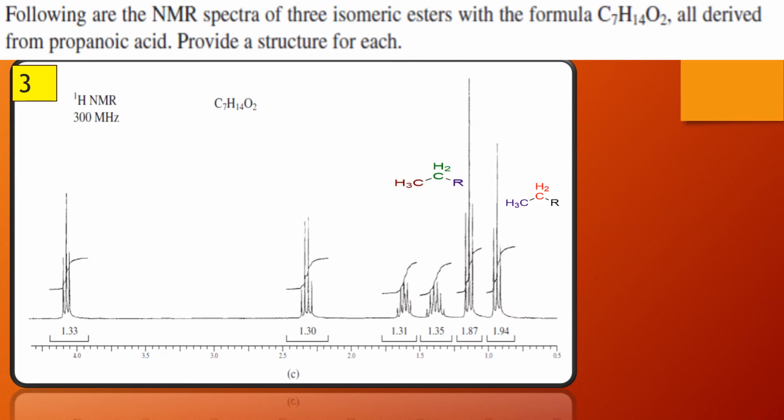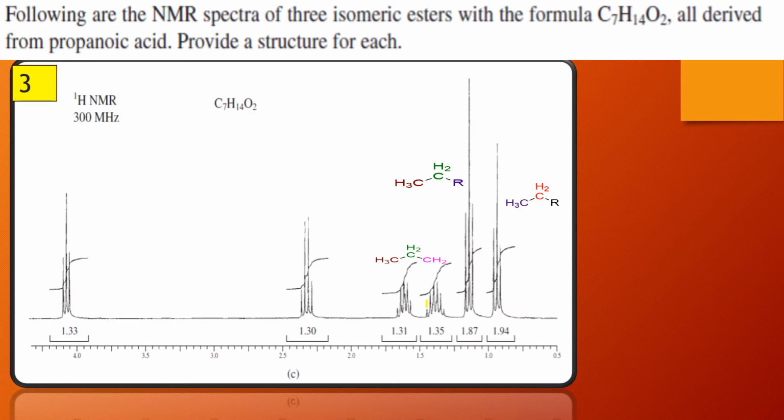You can see here it is also giving us a triplet, which means that there is another carbon having 2 protons, right? So next move to it. You can see here it is giving us some sextet, right?